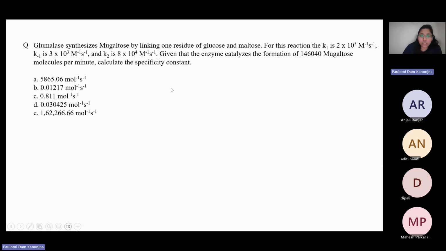I'd like to bring your notice to 2-3 things here. First, look at the units. Your K1 is in per mole per second, your answer is also in per mole per second, but your formation of the product is in molecules per minute. So you have to bring all of these into the same unit. So be careful of that point here.